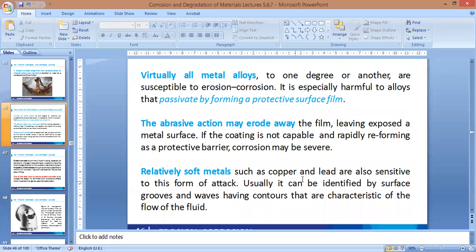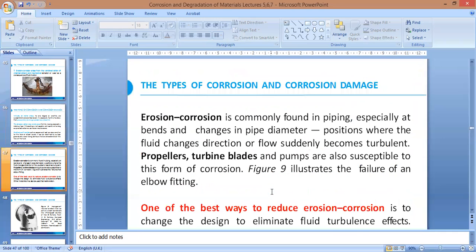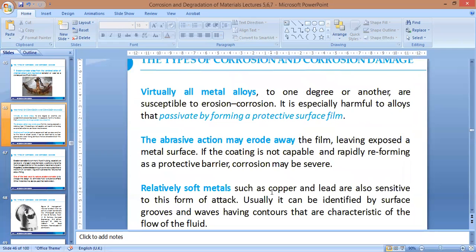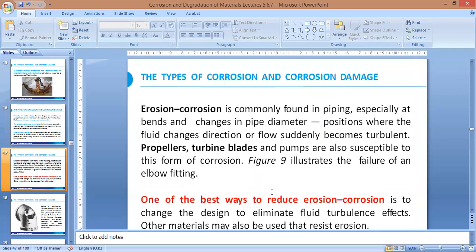Relatively soft metals such as copper and lead are also sensitive to this form of attack. It can usually be identified by surface grooves and waves having contours that are characteristic of the flow of the fluid. So even just on the metal, you see small waves depicting that flow of the fluid. Erosion corrosion, as you can guess, is also commonly found in piping, especially the type that bends and changes in pipe diameter.